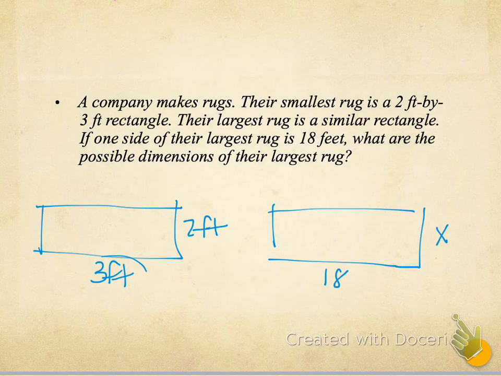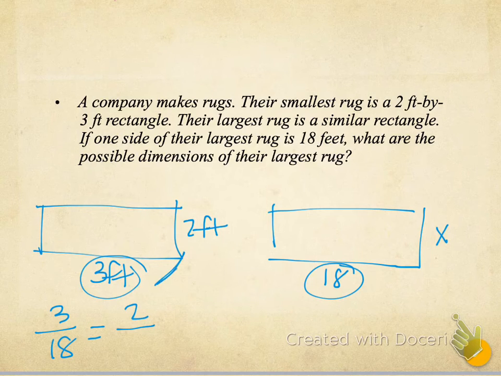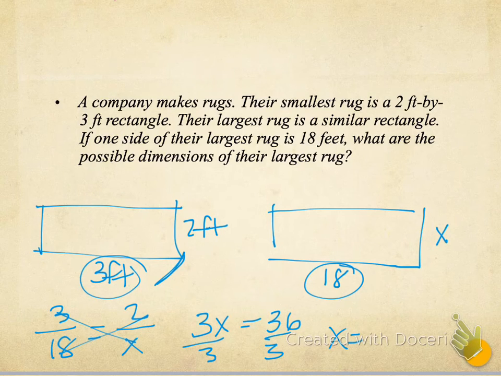So we're going to compare. So I have 3 over 18 compares to it equals 2, because I'm going from the same rectangle again first, over x compares to it. So if we cross multiply, we'll get 3x equals 36 divided by 3. So x would equal 12 feet.